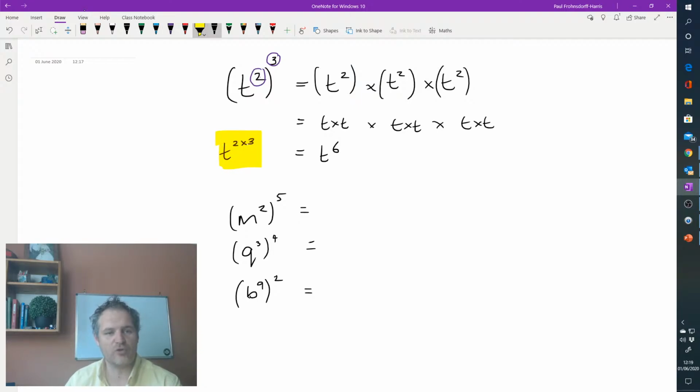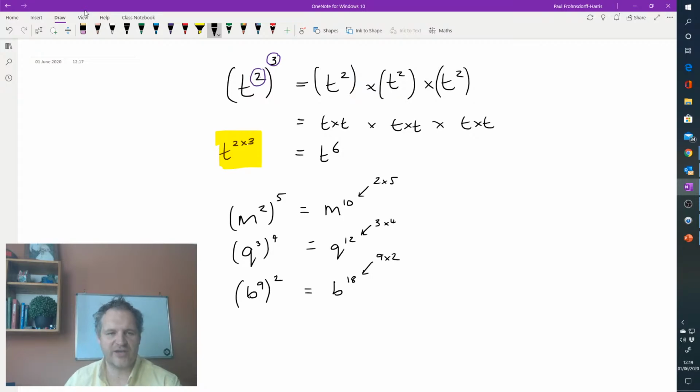The answers, Mr. Harris is going to stick to this. The simplified version is this is m to the power 10 because it's 2 times 5. This is q to the power 12 because it's 3 times 4. And this is b to the power 18 because it's 9 times 2.